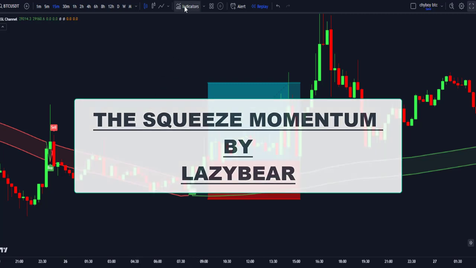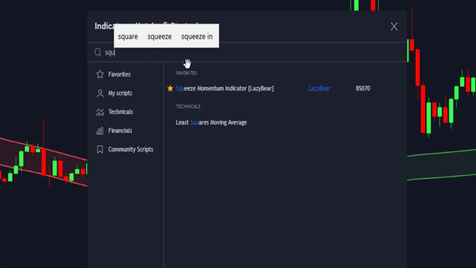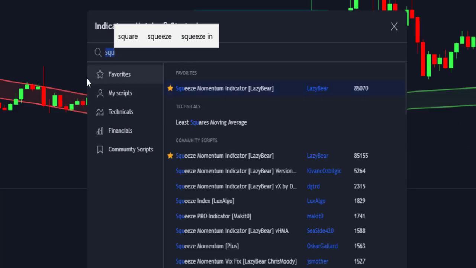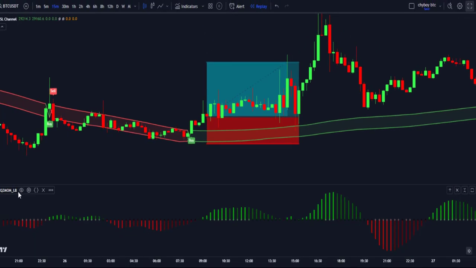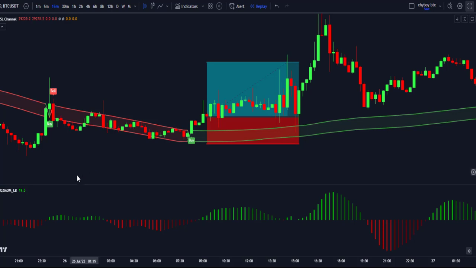To add this indicator to our chart, we go over to the indicator search bar. There we are going to search for Squeeze Momentum Indicator. Select the one made by LazyBear. When you add the indicator to the chart, go to the indicator settings. On the style setting, uncheck the second plot.